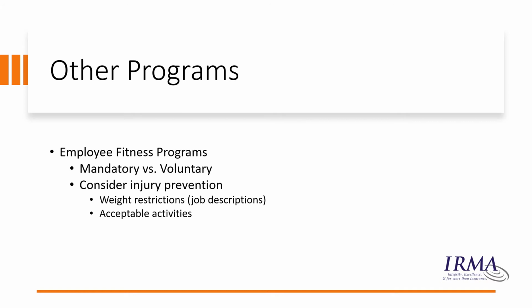Now for one last consideration. Your organization may provide your employees with opportunities for fitness and exercise, either on or off duty. In those cases, you will want to consider injury prevention when developing these programs. It is recommended to develop policy and procedures for the safe use of the fitness room and equipment, emergency response plans, along with parameters on acceptable activities to avoid injuries.